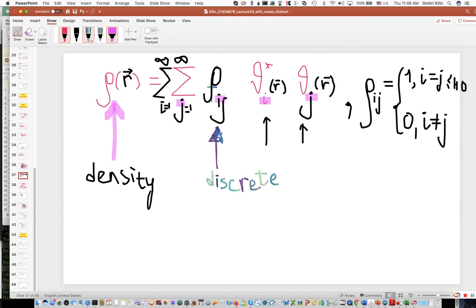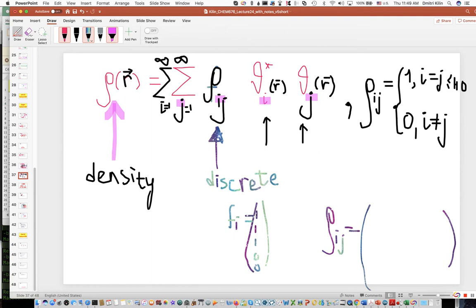Like if we have this previous one, f_i, it had values 1, 1, 1, 0, 0, 0. It was like a vector, right? And if we do have an object ij with two, what? It should be a matrix. Yes, yes, thank you. Very correct, very true. Yes, matrix.